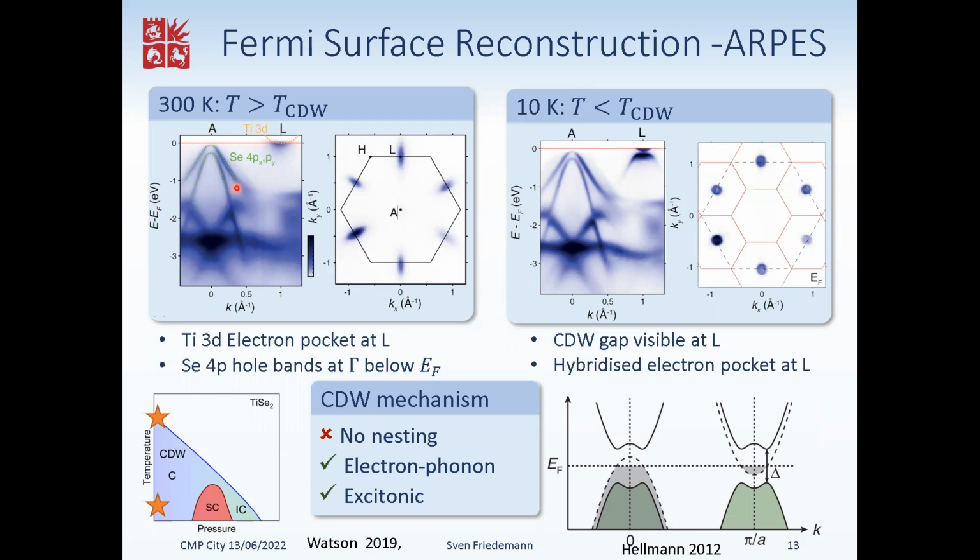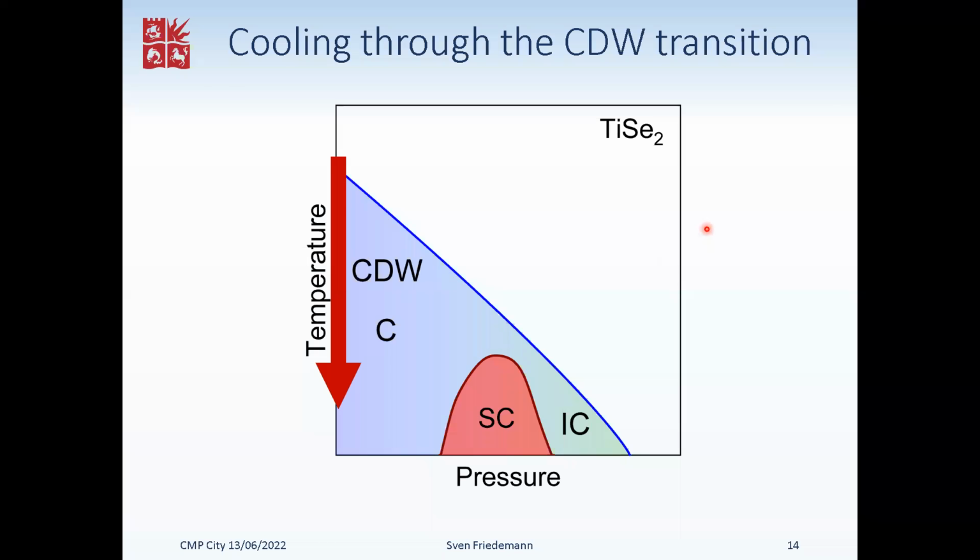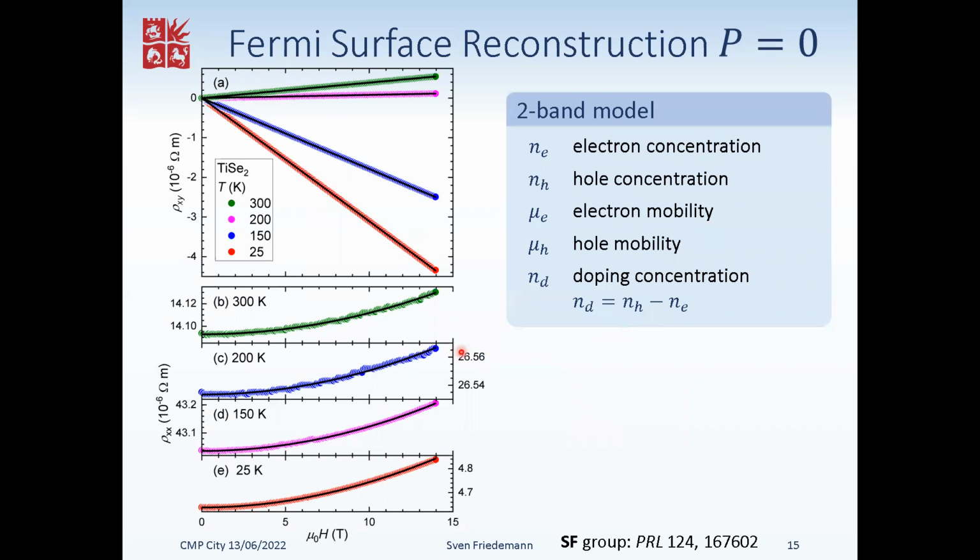Okay, so we've looked at two snapshots of the electronic structure. Let's look at how it evolves from this limit to that limit. So we're going down in temperature at zero pressure for now. We've done that with transport measurements. Here are the curves of the Hall resistivity and the longitudinal resistivity. We have fitted these with a two-band model where, of course, we've got four parameters: an electron and hole concentration and mobility each.